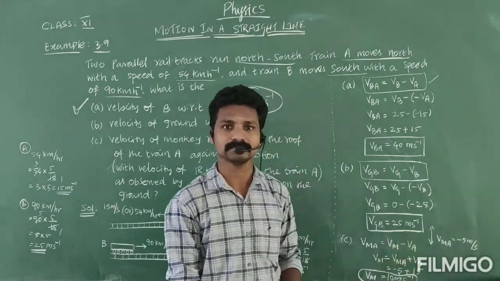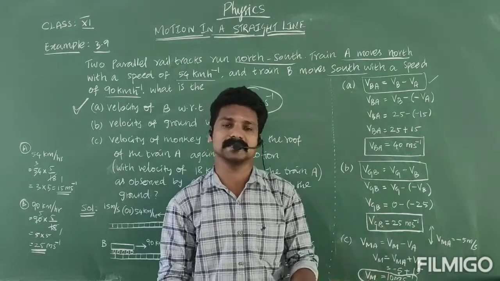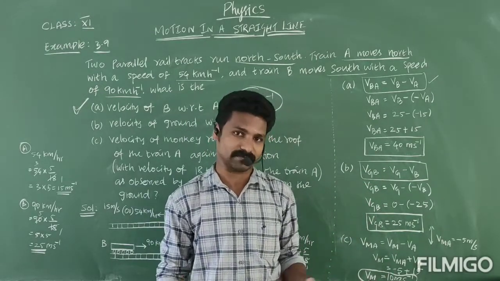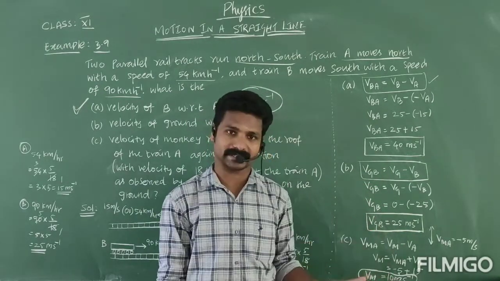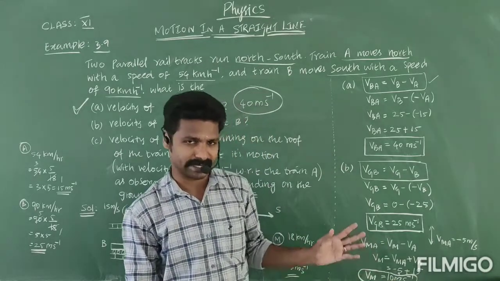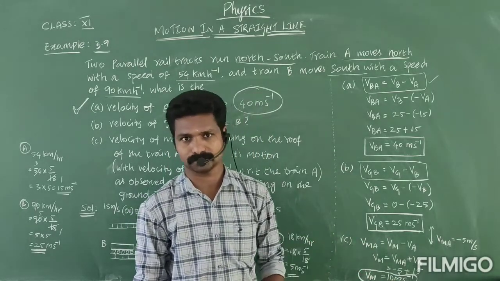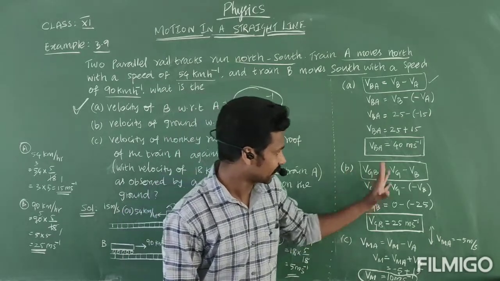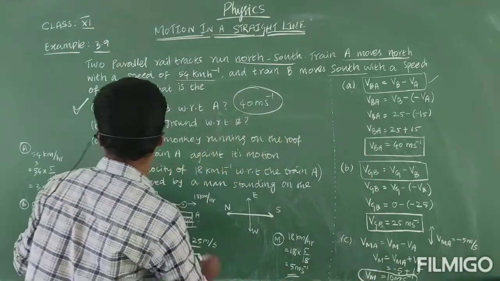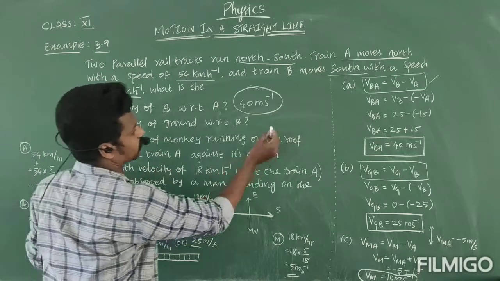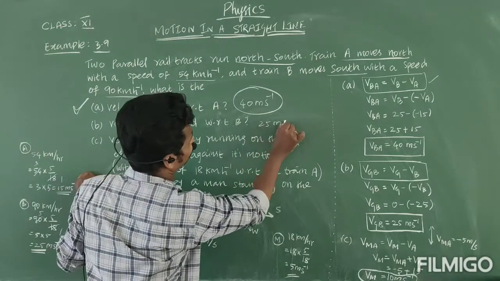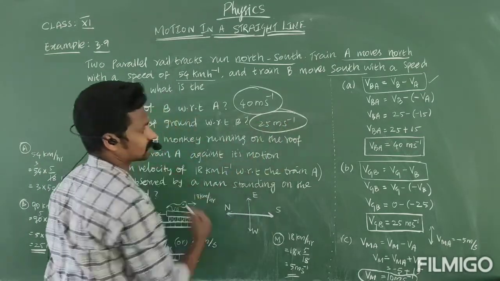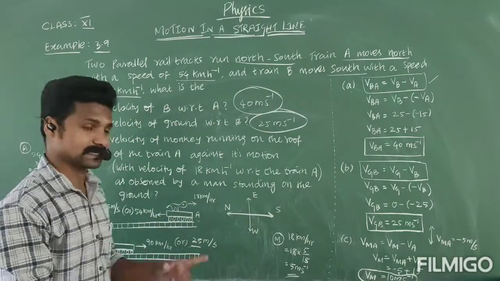That's all. So no need for this much calculation. Easily you can calculate. But we need steps for that only, right? Okay. So the main calculation it is possible to do. So now the velocity of ground with respect to B is 25 meter per second. Okay. See that. Third one.